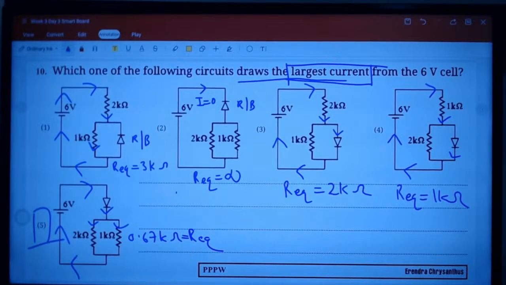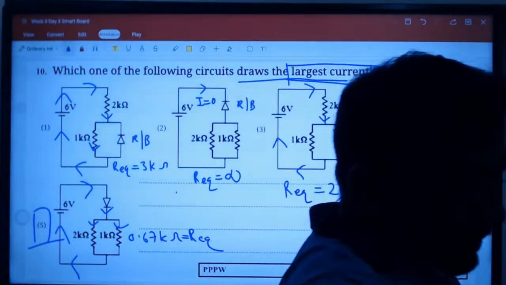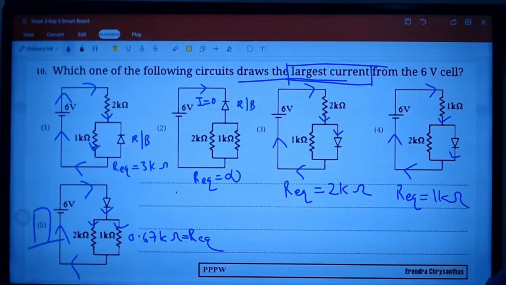Write a small sentence. The greatest current will occur when the resistance is small. Carefully write down.